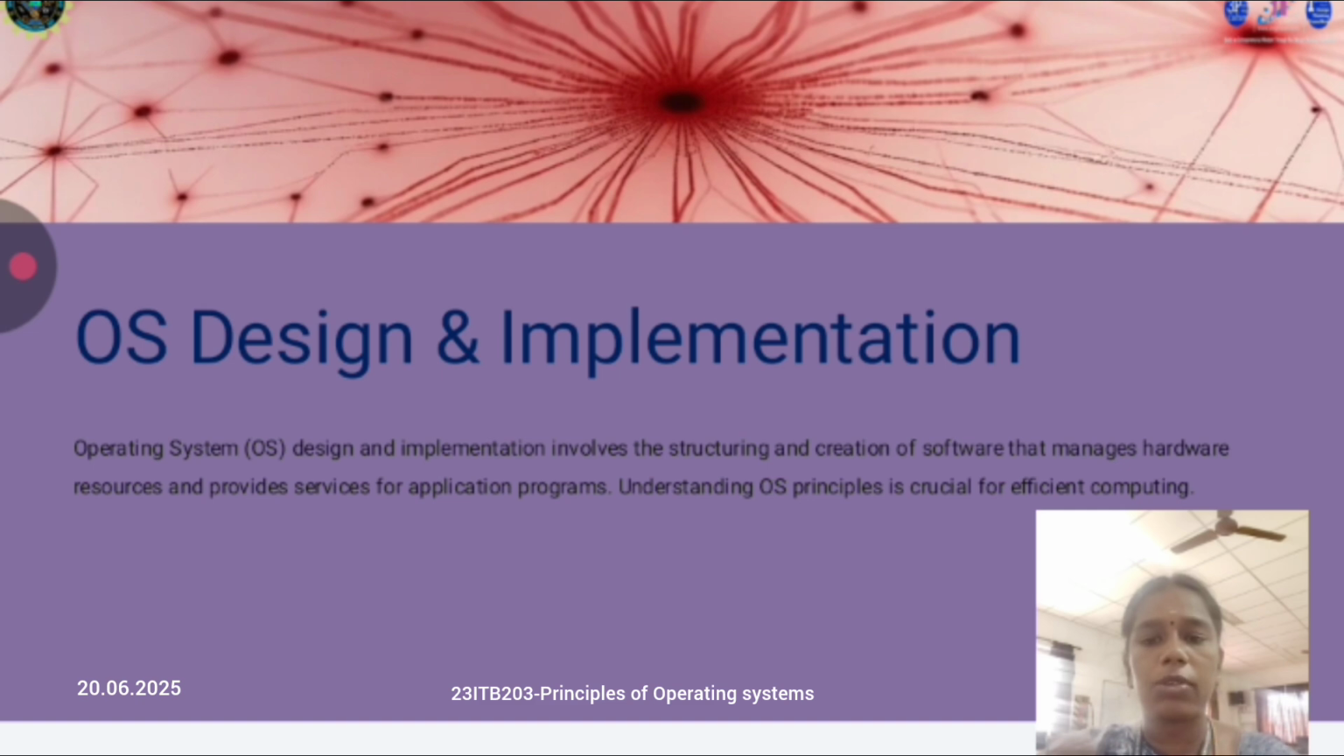Now we are going to see about the operating system design and implementation in principles of operating systems. Operating system design and implementation involves the structuring and the creation of the software that manages the hardware resources and provides the services for application programs. Understanding the operating systems principles is crucial for efficient computing.